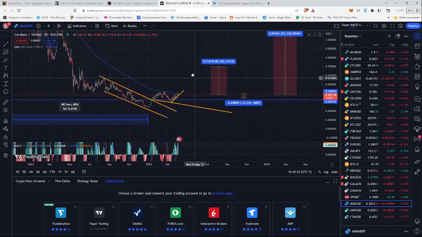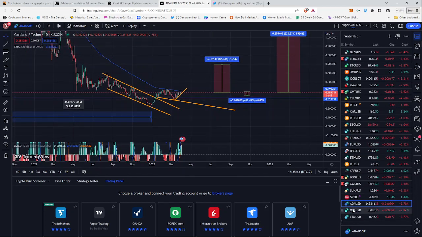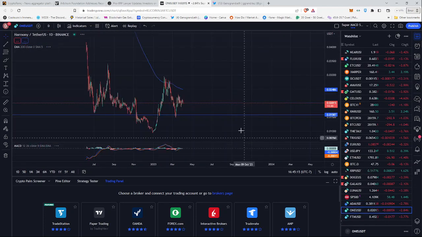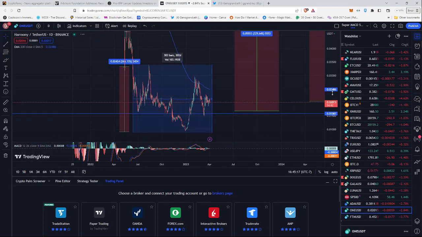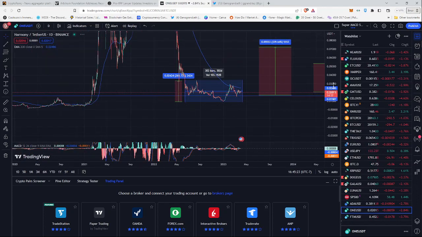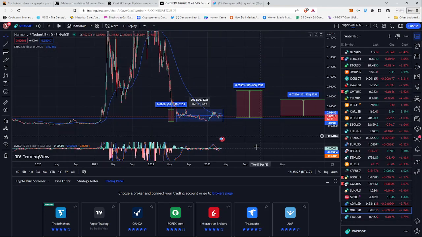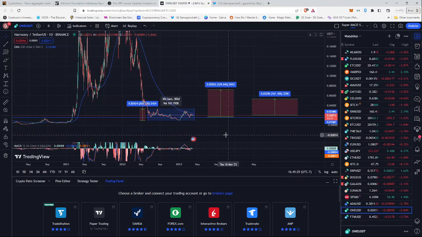I wanted to also take a look at, I believe it was Harmony. These are just two tokens that I'm looking at that haven't really done anything yet, and two ecosystems that I really like. I really love DeFi Kingdoms on the Harmony ecosystem.